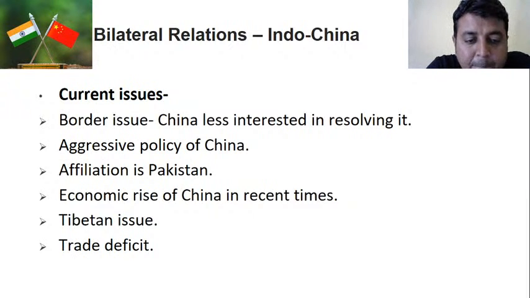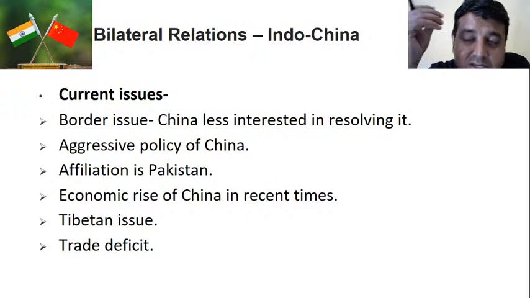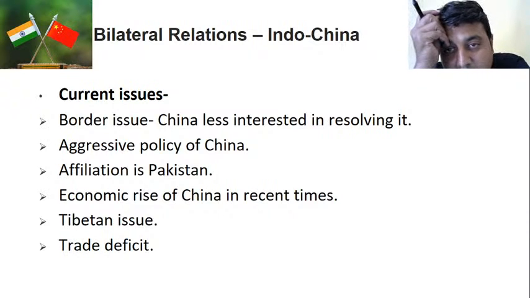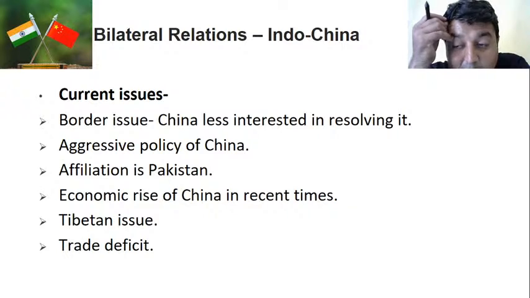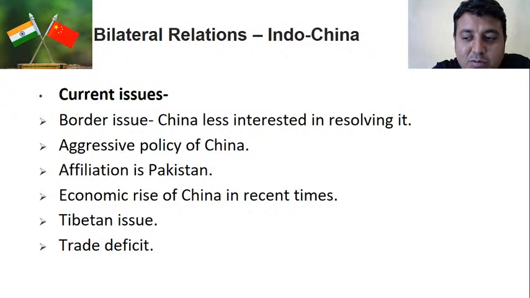Next, economic rise of China. Yes, Manoj, thank you. Yes, Darshan, thank you. Economic rise of China in recent time is also a matter of concern for us. So should we think like that, it is China's problem, China is doing well, why is it a matter of concern for us? Am I right or wrong? What Preeti said, Pakistan and China both have border disputes with India. Yes, of course. That's why I said the enemy of my enemy is my friend.